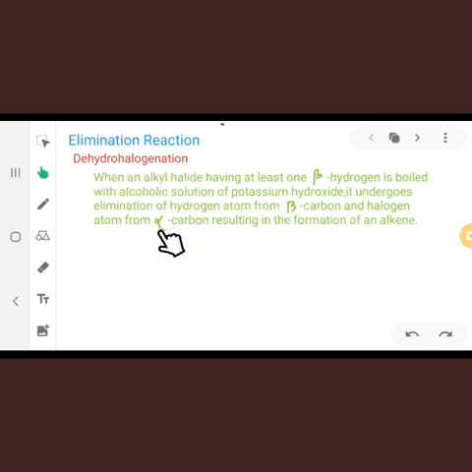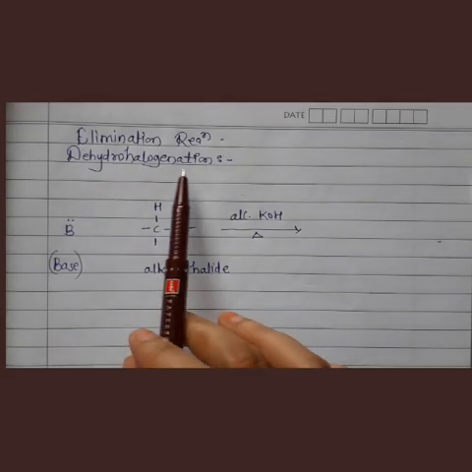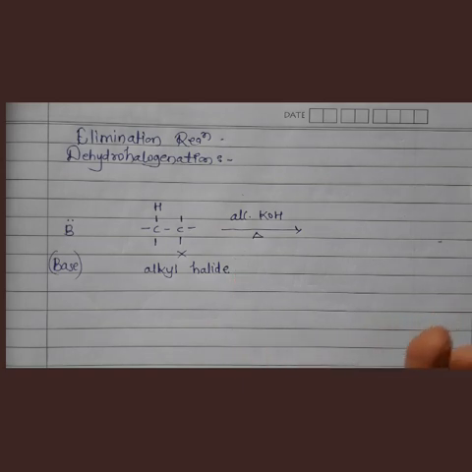Now what is alpha, what is beta, that we will see. You have studied this in 11th standard also. So let us see. You can see here dehydrohalogenation. Let us write the reaction.